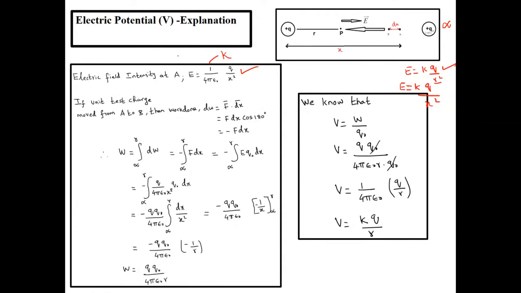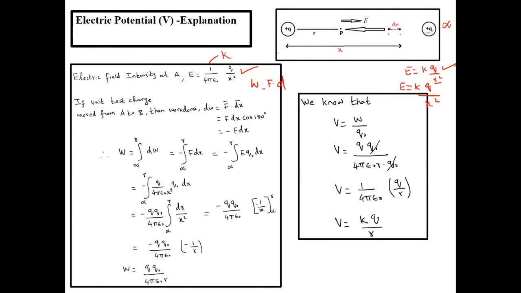Now, the second thing: when you move the test charge from point A to B, you have to do some work. We know the formula for the work done, which is F dot d. This is the rule for work done. Am I right? But since you are moving a small distance dx, and finally you are going to place the charge at point P, I have to write the work done formula as F dot dx.